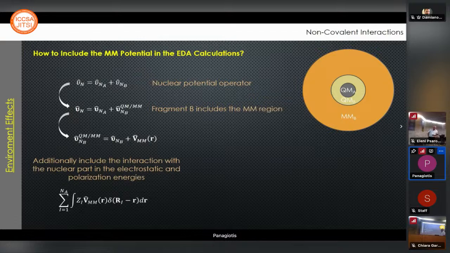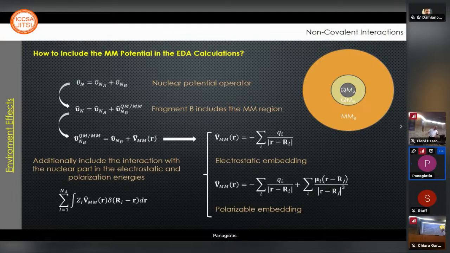We include the potential in the nuclear potential of the fragment that contains the classical environment. In this scheme, this is fragment B. Fragment B includes part of the quantum region and the classical region. And in the center, we have the other fragment A, only the quantum region. This potential may include atomic charges only, or atomic charges plus induced atomic dipoles, depending on the type of embedding we want to use, electrostatic or polarizable.